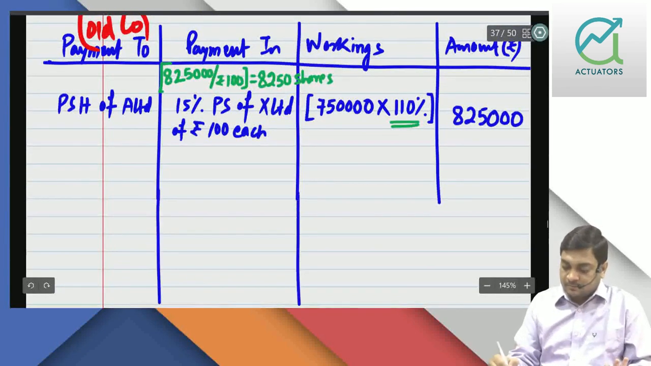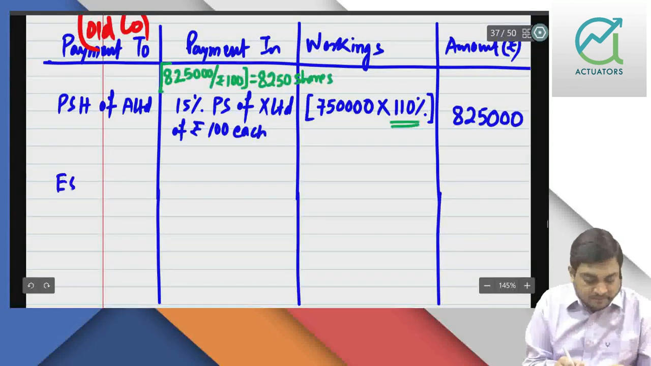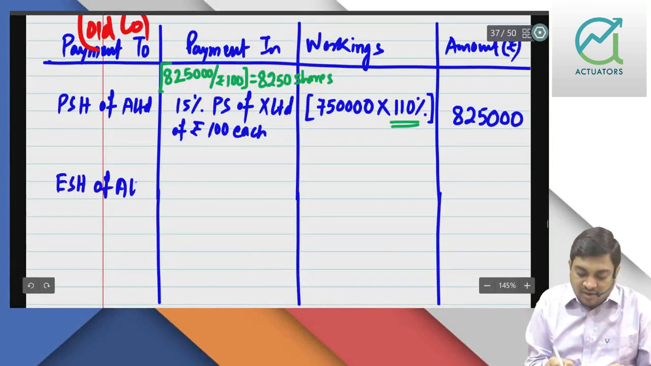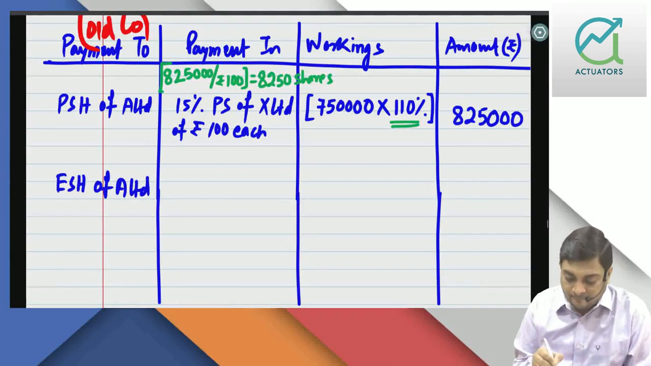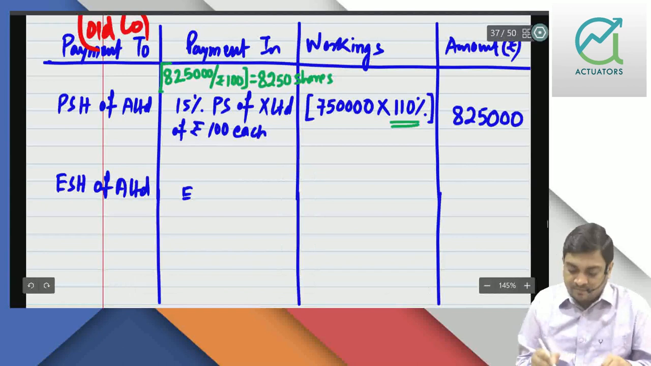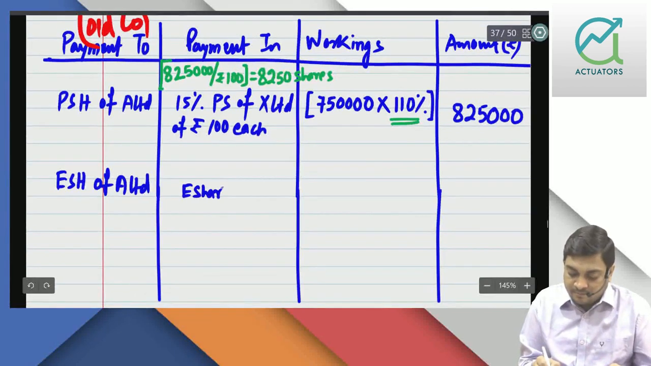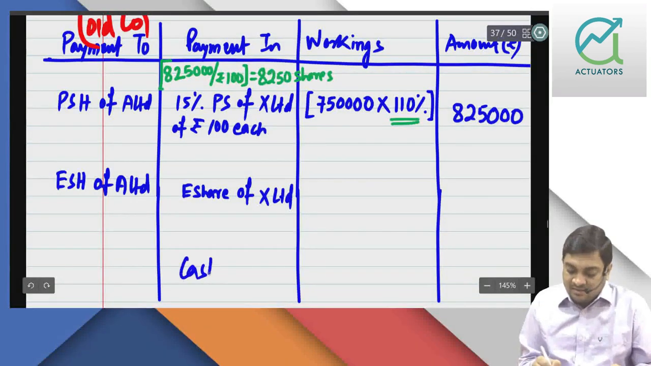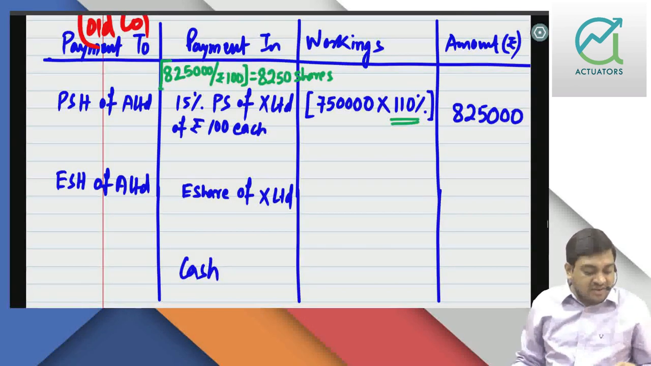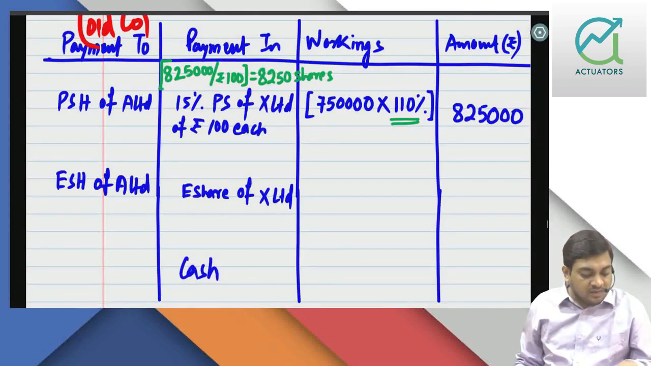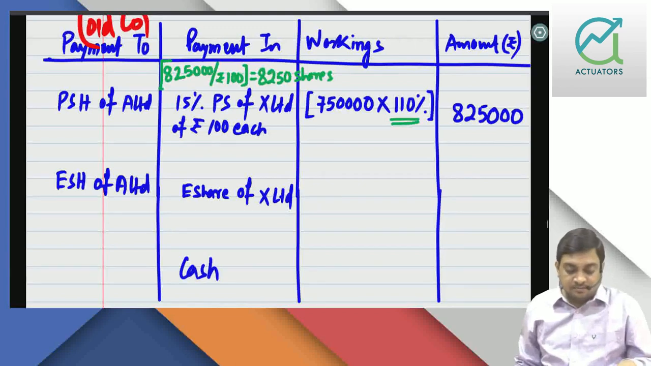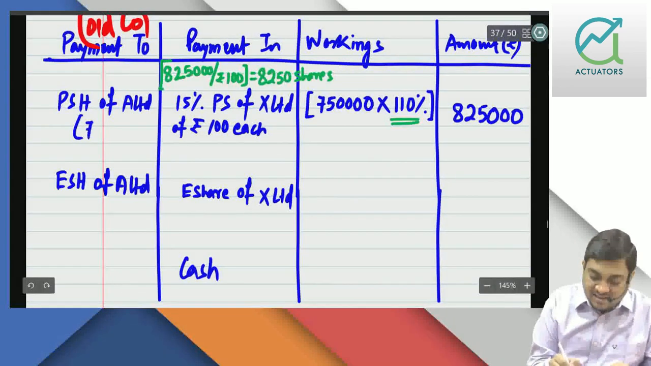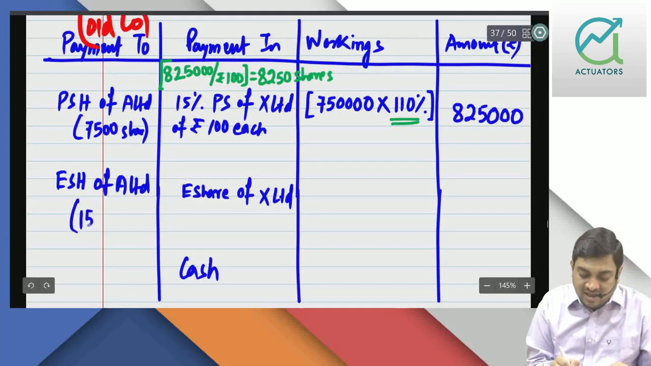Now, then, equity shareholders of A Limited. I am giving them equity shares of X Limited as well as cash. Now, how many shares of X Limited do we have? 1,50,000. Here we had 7,500 shares of the old company, and here we have 1,50,000 shares.